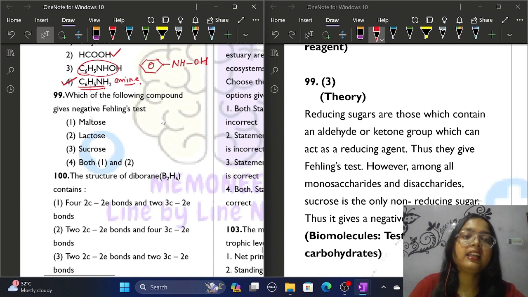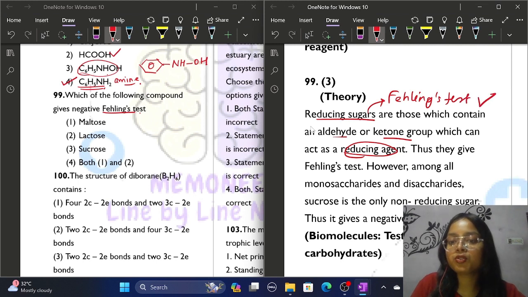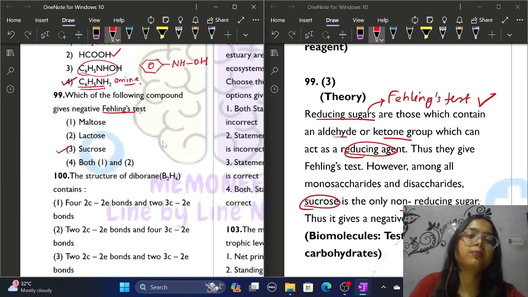Question number 99, which of the following compounds gives the negative Fehling's test? Reducing sugars, what are the reducing sugars? Reducing sugars are the ones which contain an aldehyde group or a ketonic group and act as a reducing agent. So reducing sugars are the ones which give a positive Fehling's test. However, among all monosaccharides and disaccharides, sucrose is the only non-reducing sugar. Thus, it will give a negative Fehling's test. Because sucrose is a non-reducing sugar, it will not give a Fehling's test, while the others are reducing sugars and therefore will give Fehling's test, right?